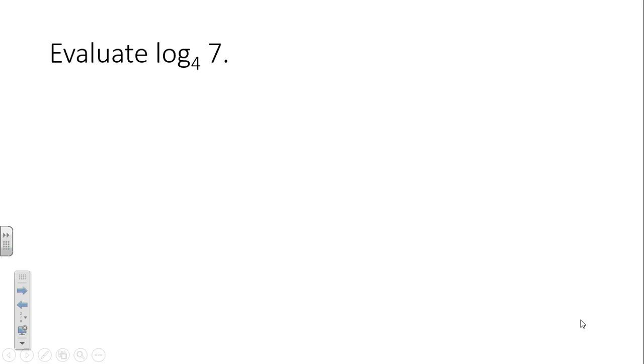How would we do it with a calculator? Because we don't have a log base 4 button on our calculator. There's a log button, and that log button allows us to say the log of 7 over the log of 4. That's our change of base formula. But do you know why it works? No. Do you want to know why it works?